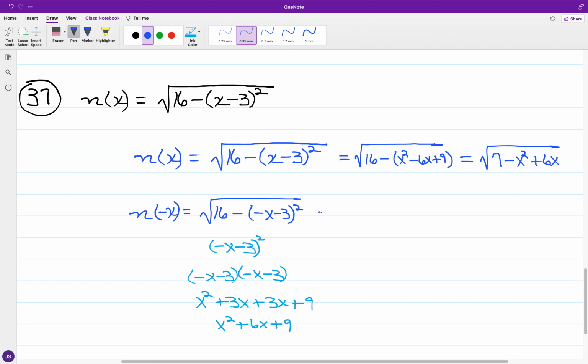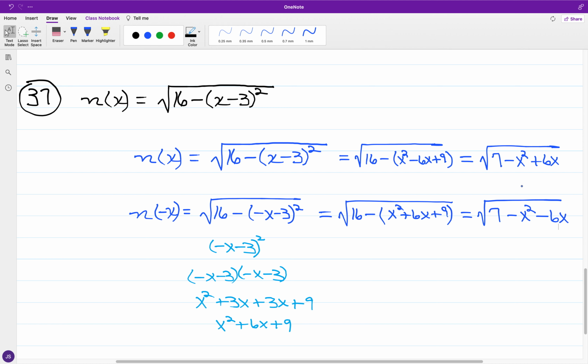And so for what we will have here, it's going to be the square root of 16 minus the obtained trinomial, x squared plus 6x plus 9. And combining, we got 16 minus 9, so we have 7 once again, and we have minus x squared. And we're going to have 6x subtracted.